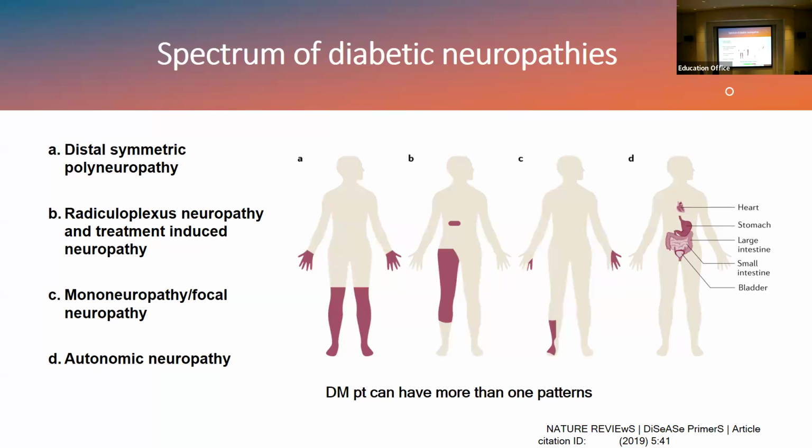Figure C shows a mononeuropathy, or we call it focal neuropathy. As you can see here, it affects the left median nerve, the right ulnar nerve, and the right cranial nerve in this figure. Sometimes it can affect the cranial nerves as well, and cranial nerve 3 is the most commonly affected. Figure D is autonomic neuropathy, and the symptoms really vary depending on the organs involved. Patients can have orthostatic hypotension, exercise intolerance, arrhythmia, gastroparesis, constipation, diarrhea, urinary incontinence, impotence, and hair loss as well.